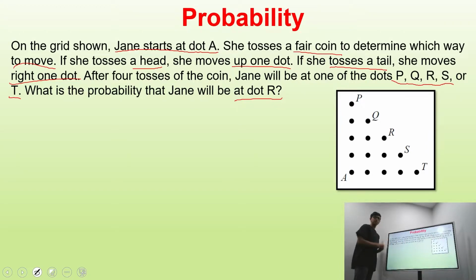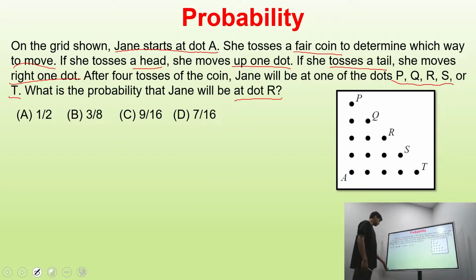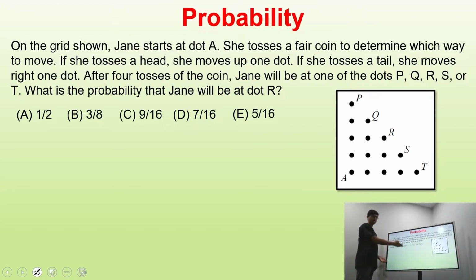That's basically what our question is saying to us, and now I'll go over the possible answers. We have A, which is 1/2. B, which is 3/8. C, which is 9/16. D, which is 7/16. And E, which is 5/16. So this is our problem, and these are our answers, and now we're going to be solving this problem. For now, feel free to pause this video if you want to solve this problem on your own, and if not, we're going to be getting into solving this problem right now.